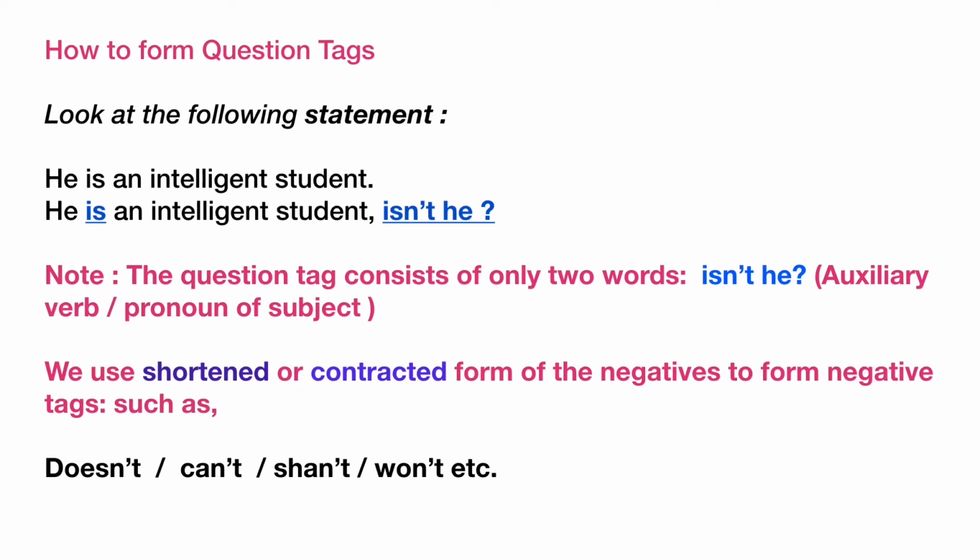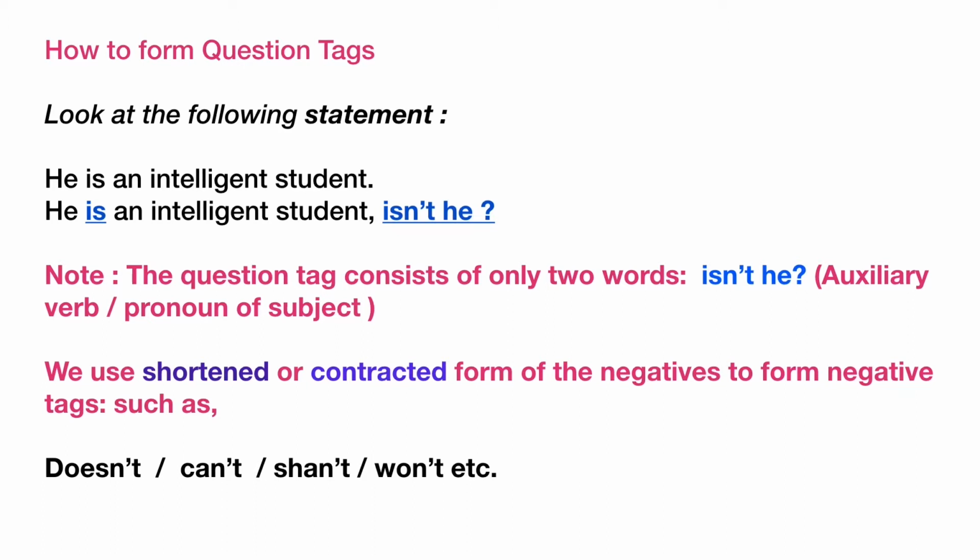Students, let's consider this given statement. He is an intelligent student. After making a statement, a small question is added at the end of it. He is an intelligent student, comma, isn't he? Question mark. So this isn't he is called a question tag. Such a question is asked to seek agreement or confirmation from the person who is talked to. The question tag contains two words as it's given here, isn't he? Question mark. This is a negative question tag.